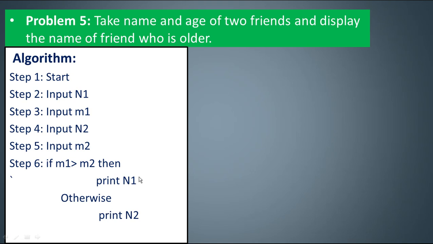So there are two sets of branches. One represents print n1, the other represents n2. If the condition is true, branch 1, the yes branch, will be executed, otherwise branch 2 will be executed.